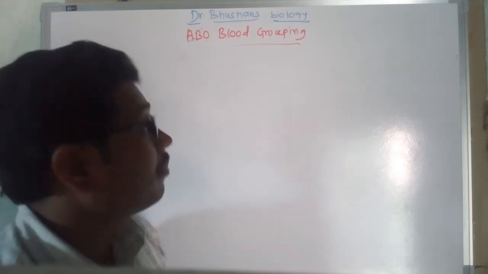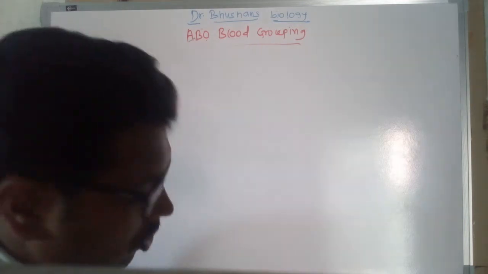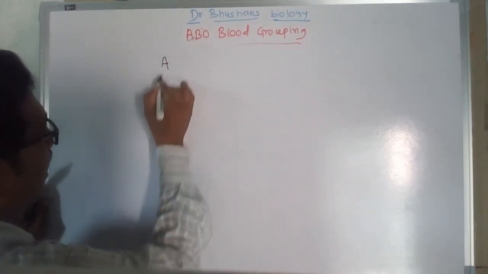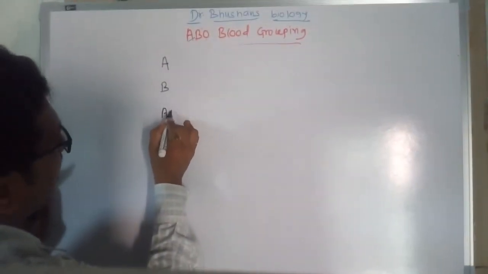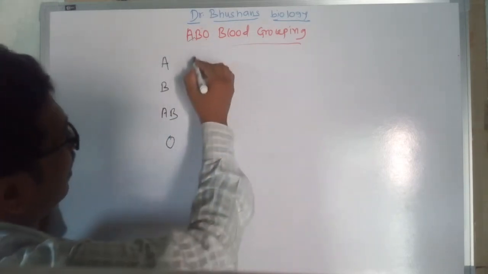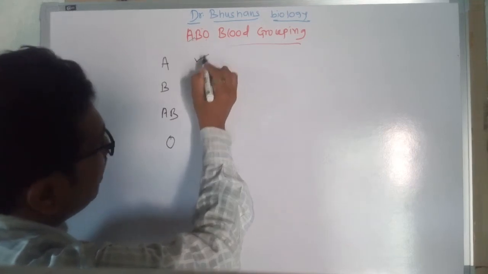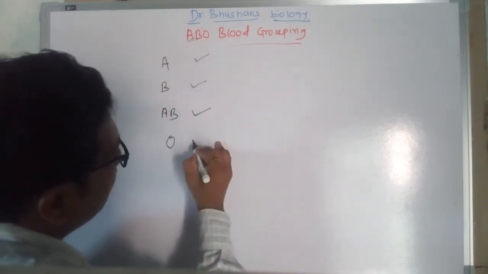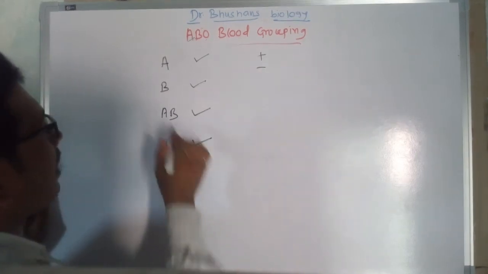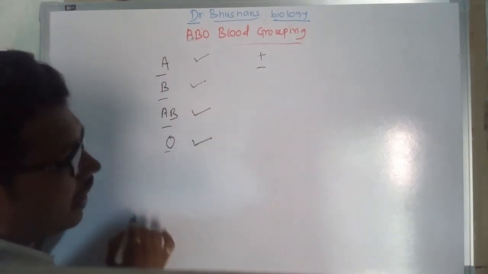So today we are moving on to ABO blood grouping. There are four types of blood group you must know: A, B, AB, and O. Any individual has only one of these blood groups, either A, B, AB, or O. There are also positive and negative, but mostly there are four types of blood group.